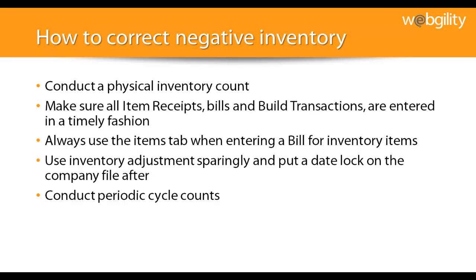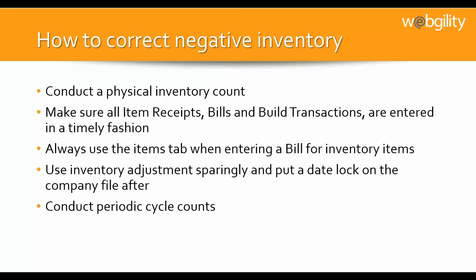To summarize the topic, you want to make sure that first you correct the workflow processes that you have that are creating the negative inventory in the first place. Whether this is bad timing of entering item receipt for bills that contain inventory, whether it's because you're not creating billed transactions correctly, or the timing of those billed transactions are incorrect, or if it's because you're misusing inventory adjustments. Once you've corrected those workflow problems, do a physical inventory count of all your inventory. Make sure you do that physical inventory count properly.